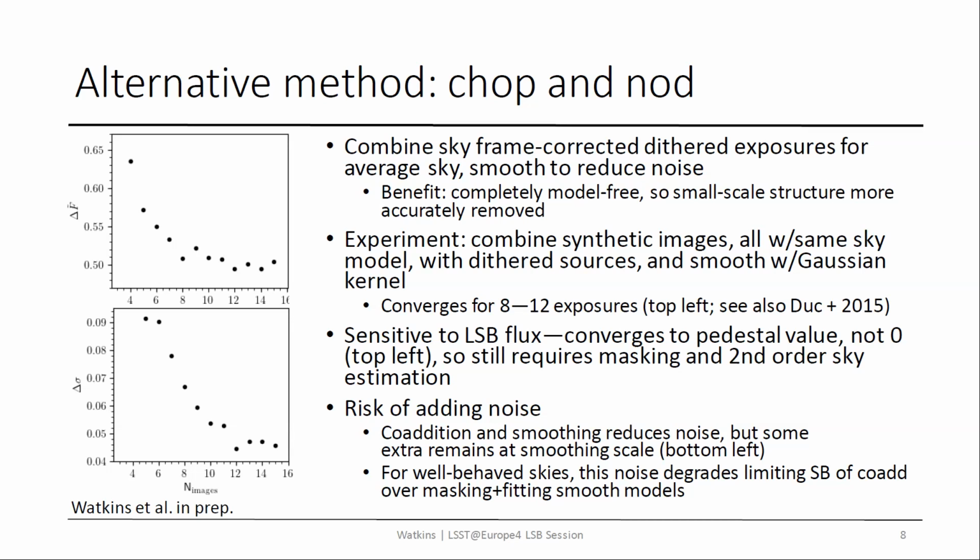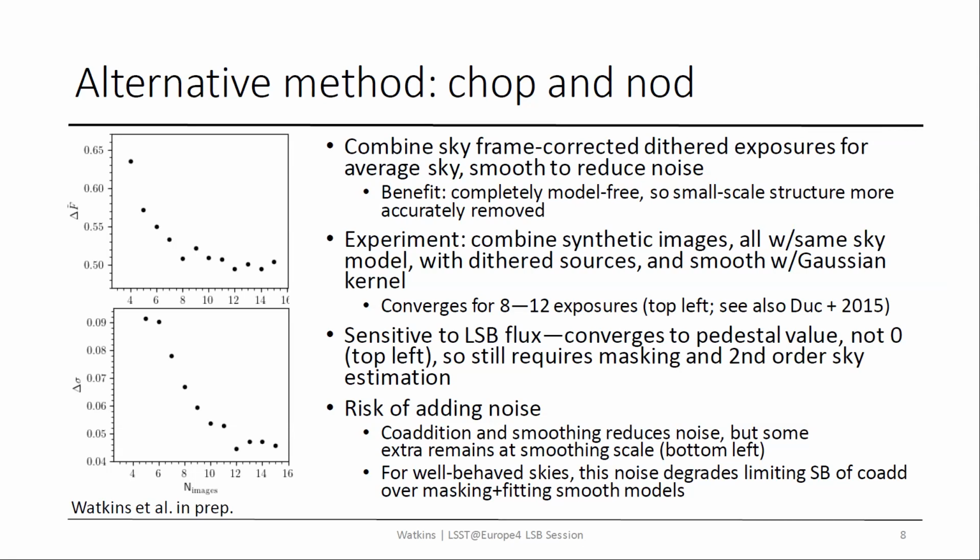The benefit here is that it's completely model free. So if you have a lot of small scale, high frequency structure, you don't have to worry about your second order polynomial not picking it up and accurately measuring it. I experimented with this as well using synthetic images. I created a slew of images, all with exactly the same model sky, so assuming the sky is constant, but with dithered fake sources. I would combine them together and smooth them and see at which point it converges.